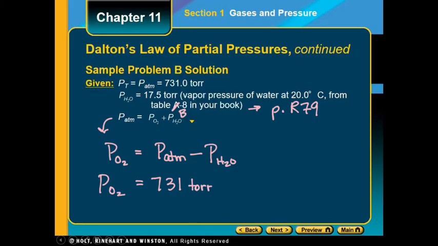So heading back over here, from that chart, we have 17.5 millimeters of mercury, 17.5 torr, for the partial pressure of water at 20 degrees Celsius. And when we subtract that, our partial pressure of oxygen ends up being 713.5 torr, or 713.5 millimeters of mercury. So again, make sure you show these worked out within your homework.